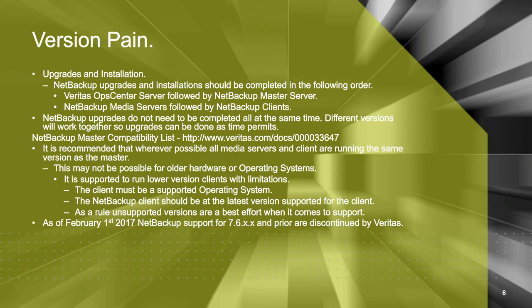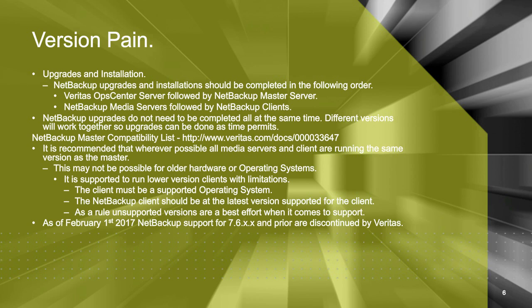So for upgrades and installation, the first thing to consider is the order to upgrade. You always want to upgrade in this order: your Op Center server, your master server, followed by media servers and clients. You don't need to do everything at the same time. In general, you want to be no more than 2 revs back from the highest rev that's installed. Also, always check the master compatibility list to make sure you're within support. It's recommended, of course, to be on the same version as your media servers and clients. This becomes more important if it's a high availability client or SQL, Exchange, things like this.